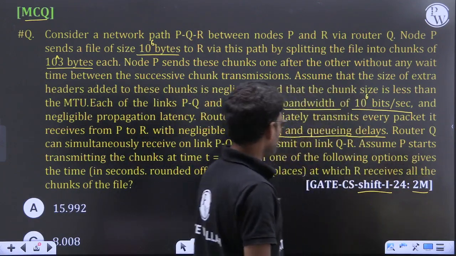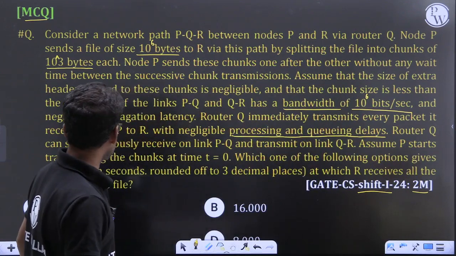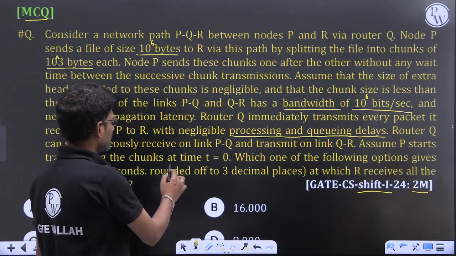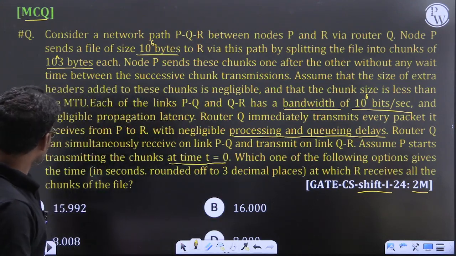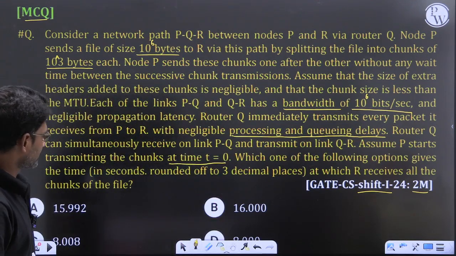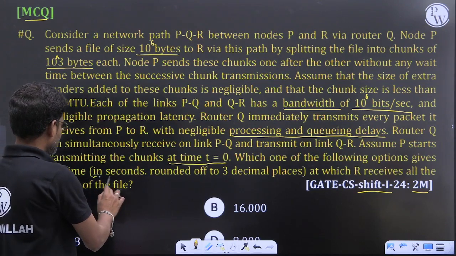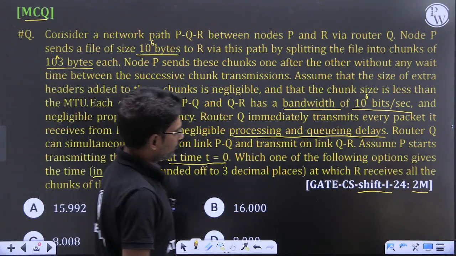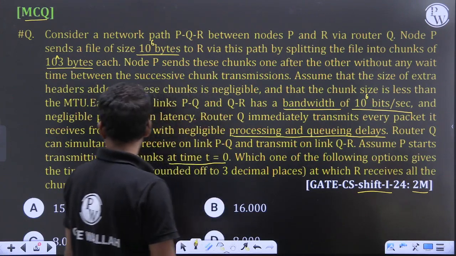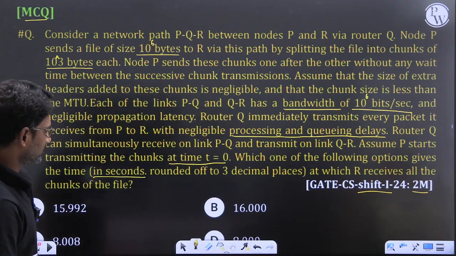Assume P starts transmitting the chunks at time t equal to 0. Which one of the following options gives the time, in seconds rounded off to 3 decimal places, at which R receives all the chunks of the file?